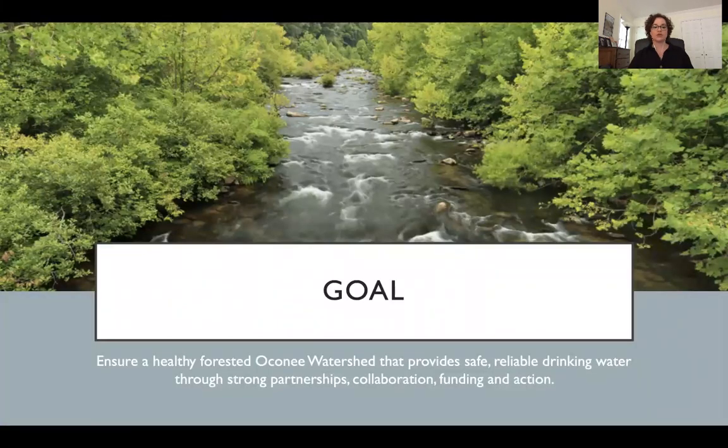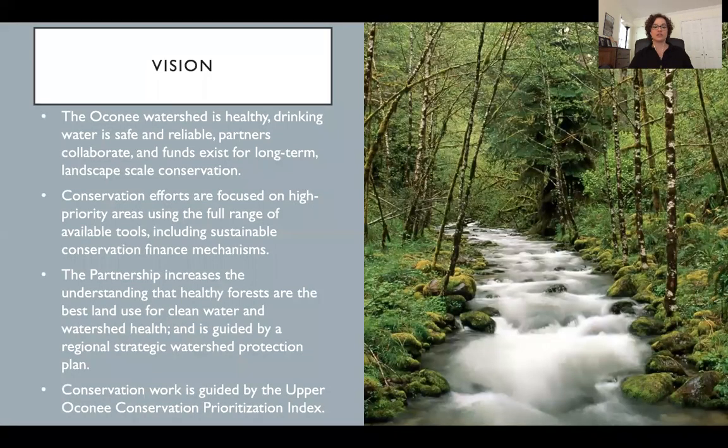The goal of this work is to ensure a healthy forested Oconee watershed that provides safe, reliable drinking water through strong partnerships, collaboration, funding, and action. It's our vision that the Oconee watershed is healthy, drinking water is safe and reliable, partners collaborate, and funds exist for long-term landscape scale conservation. Our conservation efforts are focused on high priority areas using the full range of available tools, including sustainable conservation finance mechanisms. The partnership increases the understanding that healthy forests are the best land use for clean water and watershed health, and is guided by a regional strategic watershed protection plan.